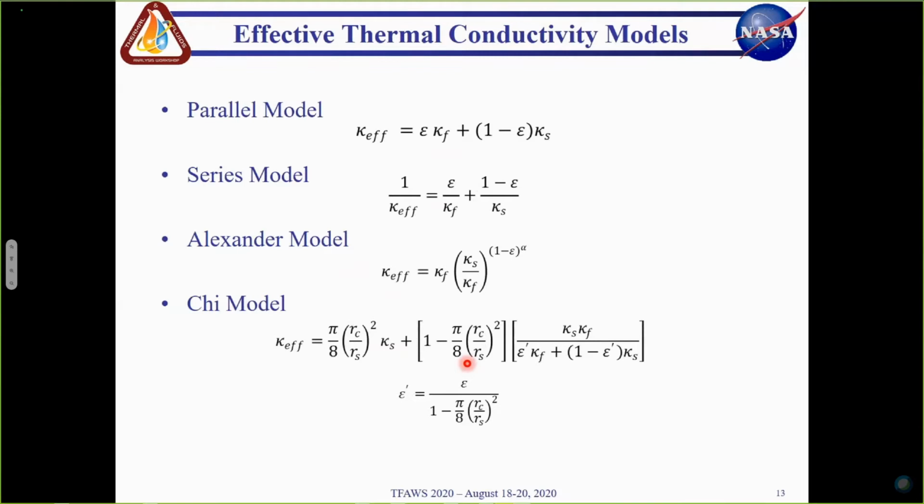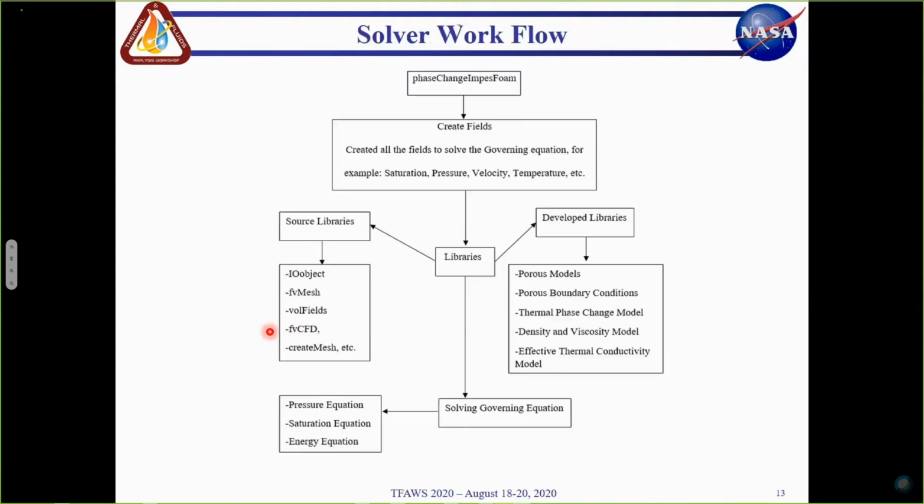To calculate the effective thermal conductivity, we used effective thermal conductivity models, and we have presented four different effective thermal conductivity models. One is parallel, series, Alexander, and the She model. The most commonly used model is the parallel model. For our simulations, we also use this parallel model. But in some papers, we have found that the She model matches best with the experimental results.